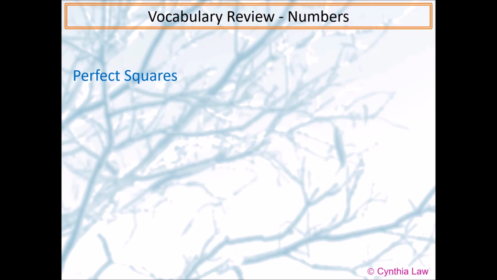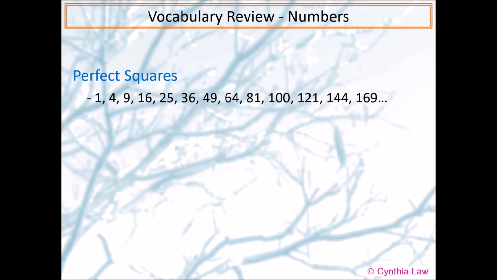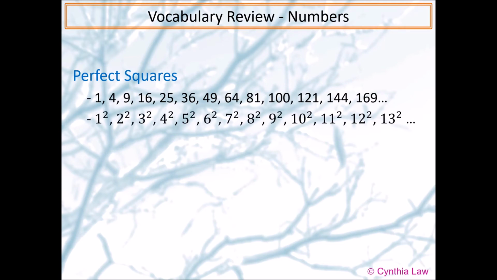Perfect squares. Perfect squares refer to numbers such as 1, 4, 9, 16, 25, 36, 49, 64, 81, 100, 121, 144, 169, etc. These numbers can be rewritten as squares of numbers, such as 1 is 1 squared, 4 is 2 squared, 9 is 3 squared, 16 is 4 squared, etc.